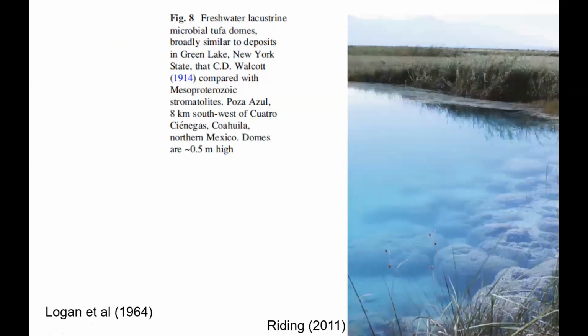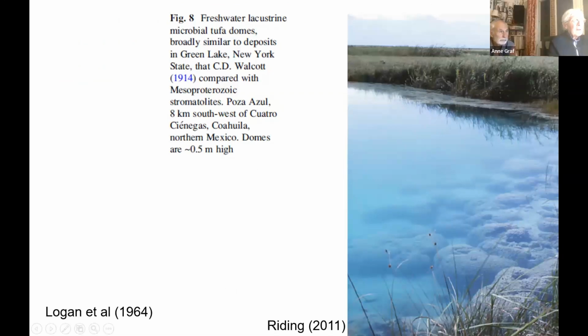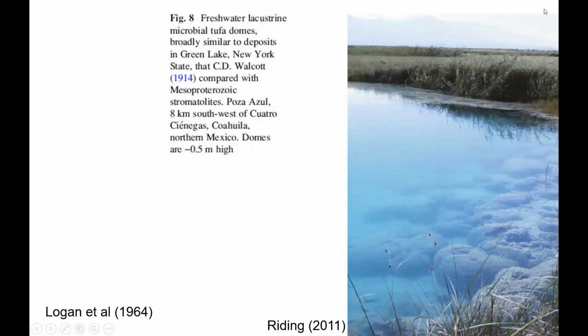In the 1960s, people started saying, we think we've got some modern ones of these peculiar things. In lakes, there are these hard encrusted structures that grow up, and they're covered with a microbial slime. And these structures were thought to look quite similar to the things we're seeing in Precambrian rocks. The difference is that this is freshwater, whereas the Precambrian ones are all marine. So something had changed in between.